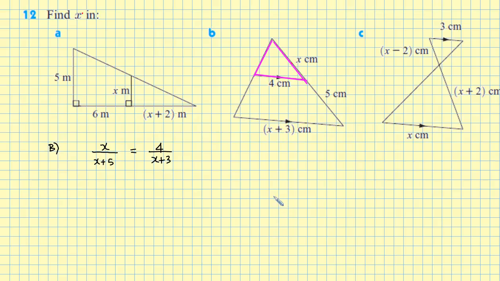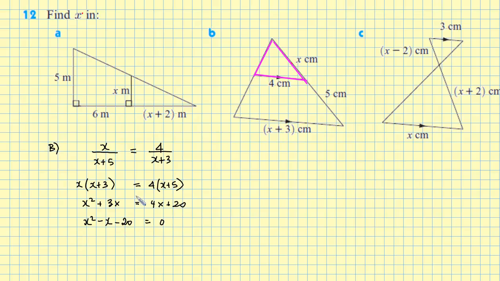Now, in doing that, we are going to have to cross multiply here so that I have x times (x plus 3) is equal to 4 times (x plus 5), so that I get x squared plus 3x equals 4x plus 20. I'll bring everything over to one side of the equation and set it equal to 0, so that I have x squared minus x minus 20 is equal to 0.